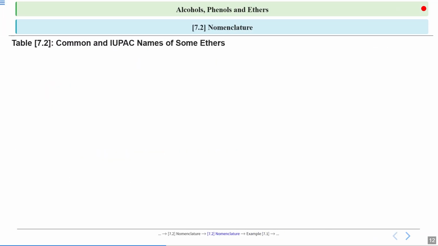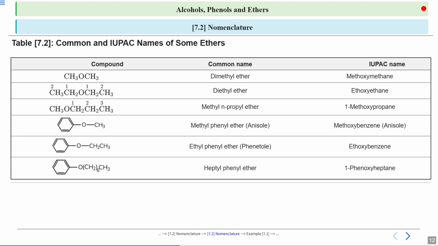Let's see Table 7.2 showing the common and the IUPAC names of some ethers. This table is similarly showing the compounds, their common names and their IUPAC names. The first compound is CH3OCH3. The common name is dimethyl ether, as both the R groups are the same. Similarly, the IUPAC name will be methoxymethane.